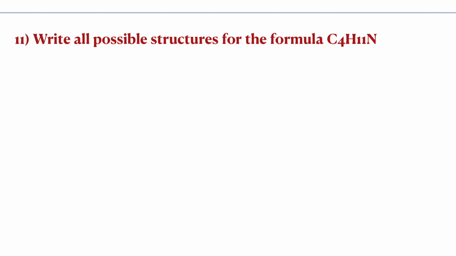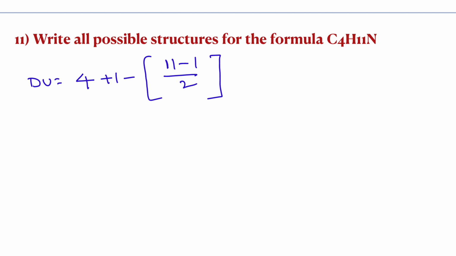Let us do it fast. The same procedure. Degree of unsaturation is the number of carbon atoms plus 1, minus the number of hydrogen atoms, minus the number of nitrogen atoms, divided by 2. So 4 plus 1 is 5, 11 minus 1 is 10, by 2 is 5, and 5 minus 5 is 0. Degree of unsaturation is 0 and there is 1 nitrogen. The possible structures are amines.